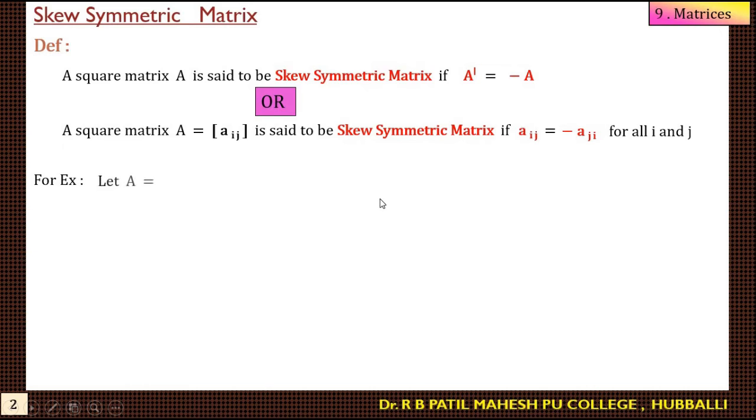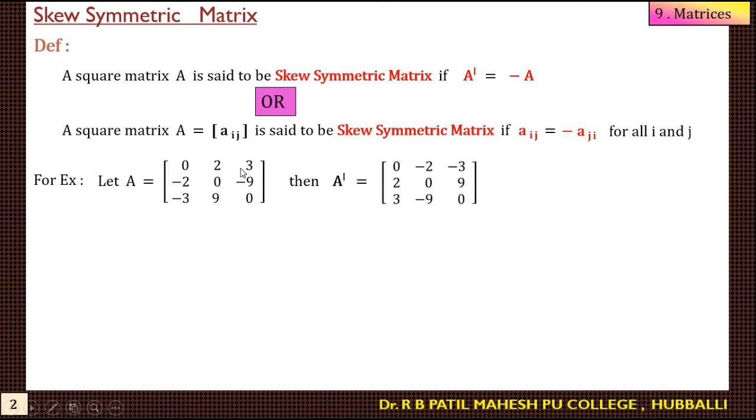For example, let A is equal to [0, 2, 3; minus 2, 0, 9; minus 9, minus 3, 9, 0]. Then A dash is equal to, now I am finding A dash. So 0, 2, 3 first column, minus 2, 0, minus 9 second column, and this third row elements written in third column, minus 3, 9, 0. Now this is not equal to minus A. Or directly you can take minus A, because if we multiply it by minus sign, you will get the same matrix, or taking negative common.